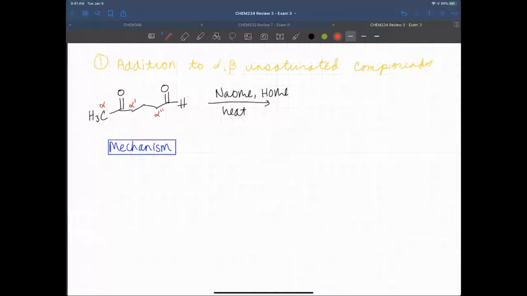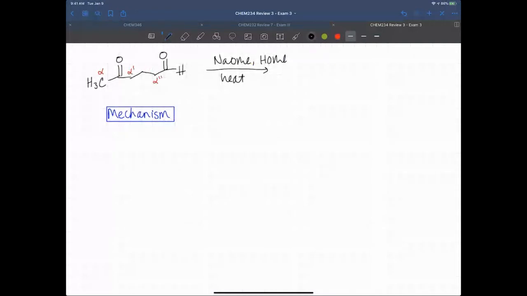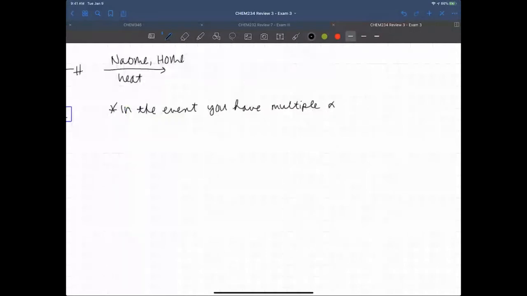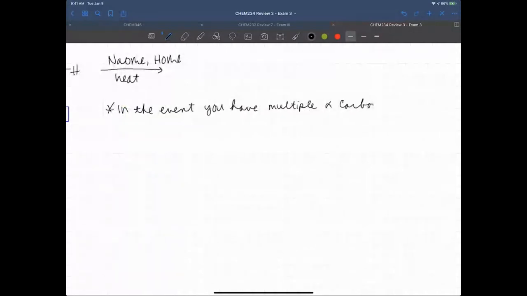Okay, so let me write it down. So in the event you have multiple alpha carbons, find the one that gives me the most number of rings.